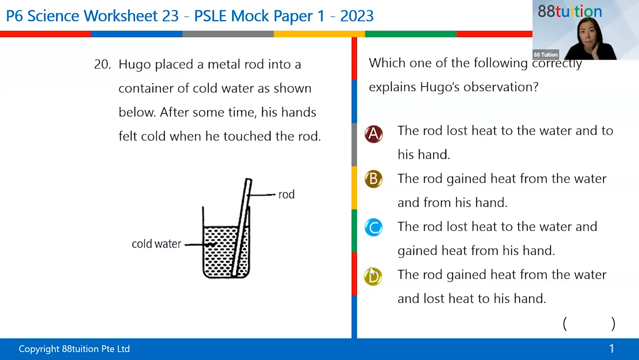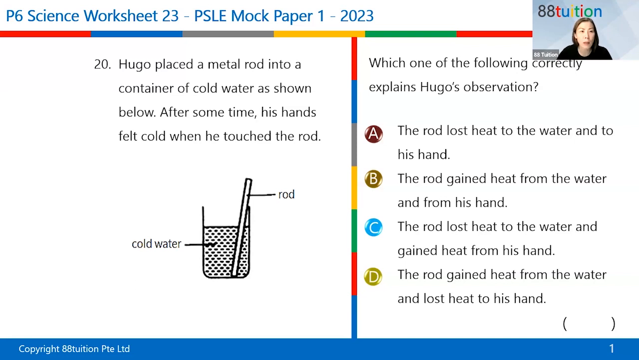Majority actually put in C. C is the correct answer. But let's look at the other options. For those people who put in A, can we look at A? The rod lost heat to the water and also to his hand. Can somebody volunteer to explain this? Those of you who put C, you can volunteer. Those of you who put A, you can also volunteer. It's fine, either of you explain your point of view.